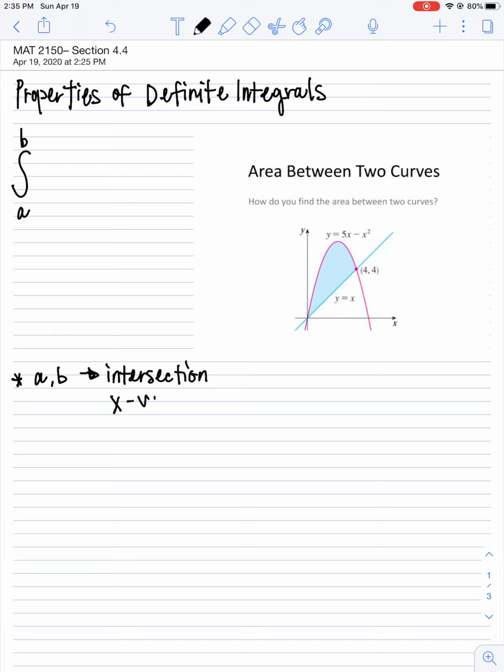And then when you actually find the area between two curves, you're going to take the top function, so I'm just going to write the top, and subtract the bottom function. Okay, so that's kind of the notes that I need to give you in general. So A and B represent intersection values. And when you actually take the integral, you're going to take the integral of the top minus the bottom. Okay, so let's take a look at the specific problem up here that I've given you.